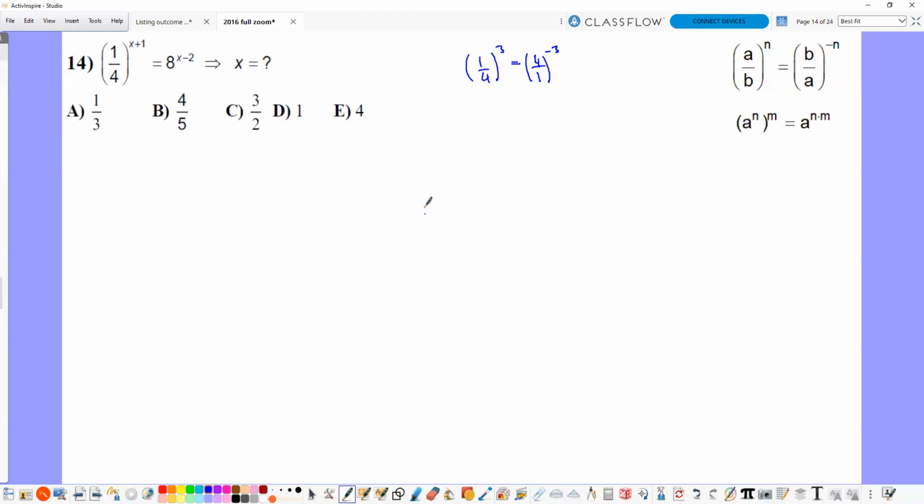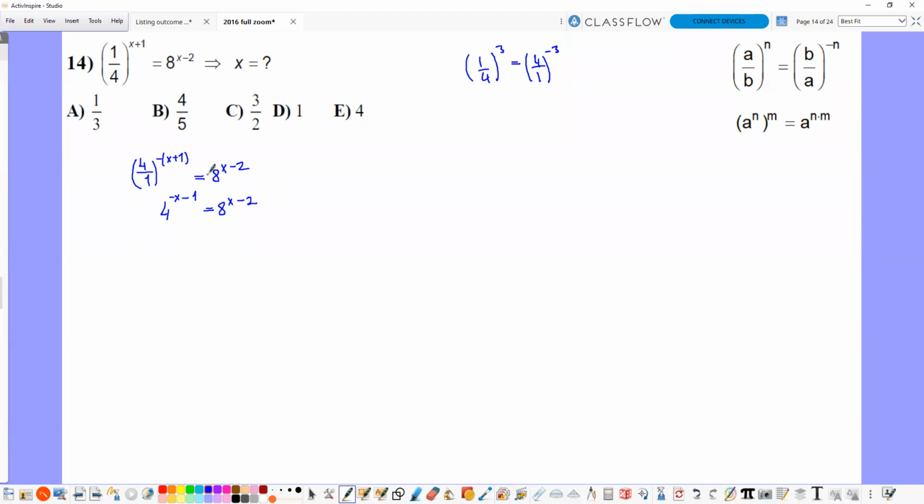So here, I'm going to write 4/1 to the power of minus (x plus 1). Since x plus 1 is one term, I'm writing it in parentheses. That's why this minus sign should affect both of them. This is equal to 8 to the power of x minus 2. So 4/1, which is equal to 4, to the power of minus x minus 1 is equal to 8 to the power of x minus 2.